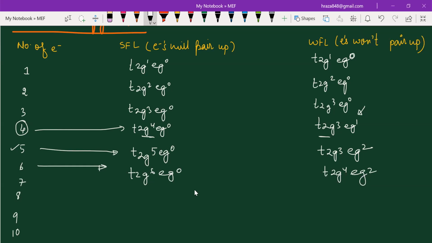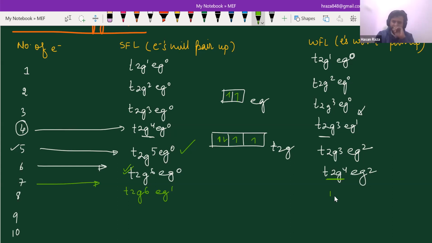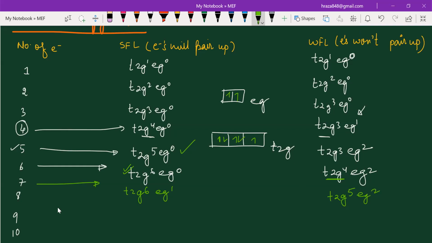Are you getting my point or not? See, this is your t2g and this is your eg. You have already done this up to this part. Now you have the 6th electron, so it will go in this. So that's why t2g4. Now for the 7th electron, you can see t2g is already fully filled. Now the next electron will go in eg. Now this will be t2g5. After this, it will go in this and then eg. Are you getting my point? Can you do the rest? Okay, sir.